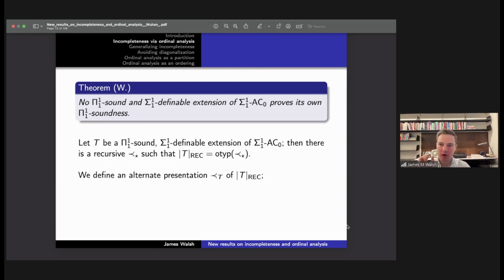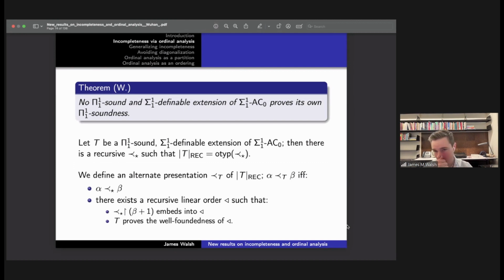Now what we're going to do is define an alternate presentation, Prec_T, of T_rec. So we're going to define, in terms of Prec*, a new presentation, Prec_T. How do we do that? Well, here's the definition. I'm going to walk you through it. The definition says α is less than β in the Prec_T ordering just in case α is less than β in the Prec* ordering, and this other condition holds. And the other condition is that the Prec* ordering up to and including β embeds into some T provably well-founded recursive linear order.